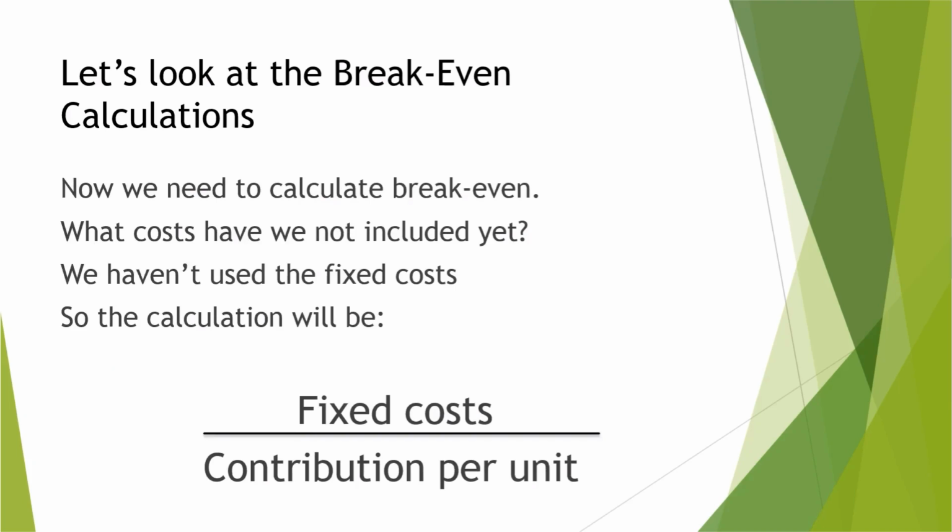Now we need to calculate break even. So what costs have we not included yet? We've been talking about the variable costs, but we haven't talked about fixed costs. So the calculation for calculating break even is fixed costs divided by contribution per unit.